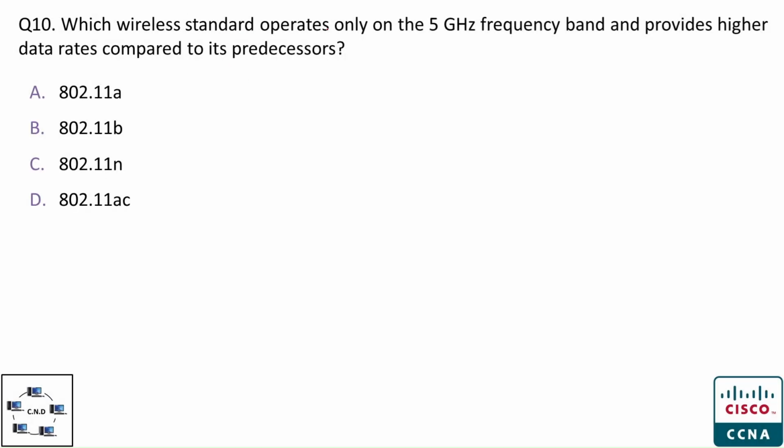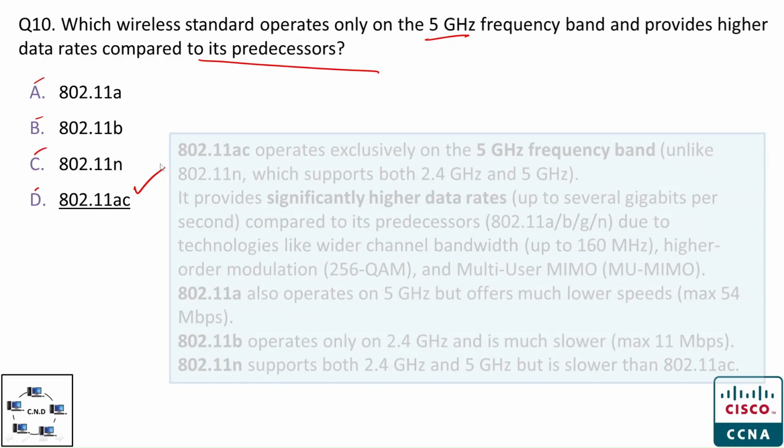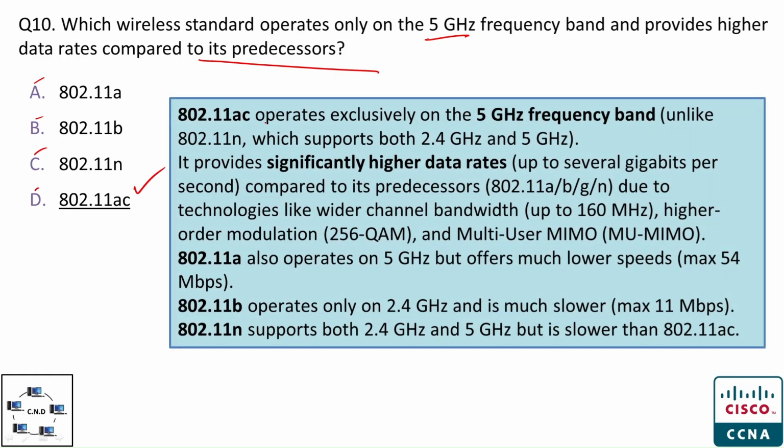Question number 10. Which wireless standard operates only on the 5 GHz frequency band and provides higher data rates compared to its predecessor? And the options are option A 802.11a, option B 802.11b, option C 802.11n, and option D 802.11ac. And the correct option is option D, 802.11ac. So 802.11ac operates exclusively on the 5 GHz frequency band, unlike 802.11n, which supports both 2.4 and 5 GHz.